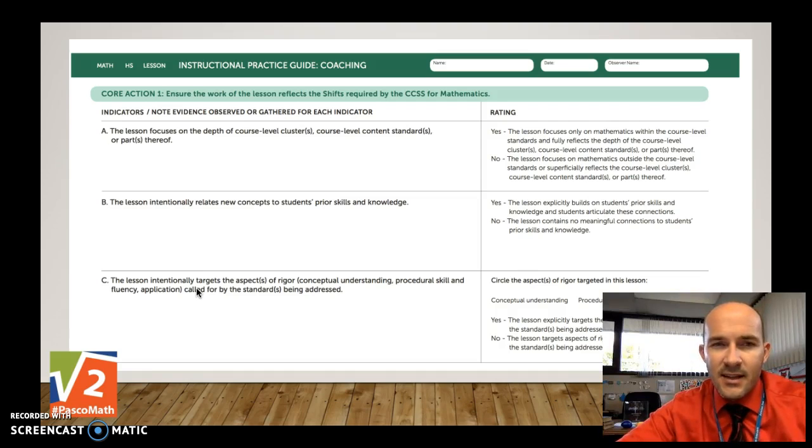And the last piece is that the lesson intentionally targets aspects of rigor called on by the standards. So again, there's conceptual understanding, procedural skill, and fluency in application. More than one can be going on at once, and so we just want to make sure that whatever the standard's calling for, we want to make sure we're definitely adhering to that, and not just focusing on maybe the skill when the expectation is for students to apply. Or maybe if we start procedurally when the standard calls for conceptual, definitely concepts before procedures is what we believe in as a PascoMath family, and so we definitely would want to emphasize that.